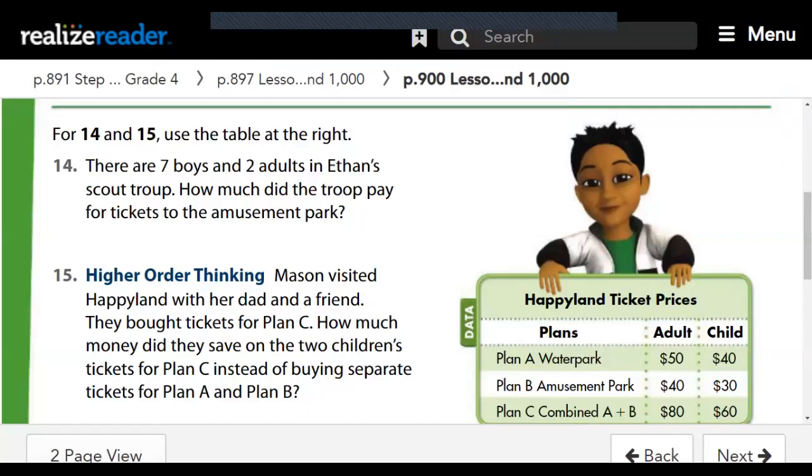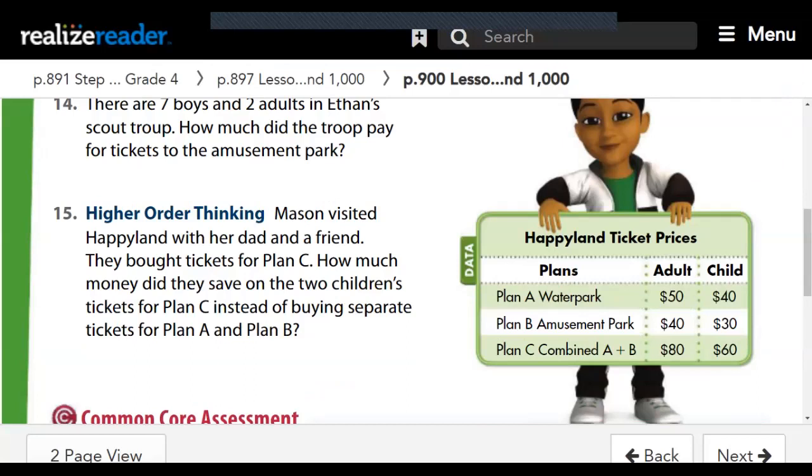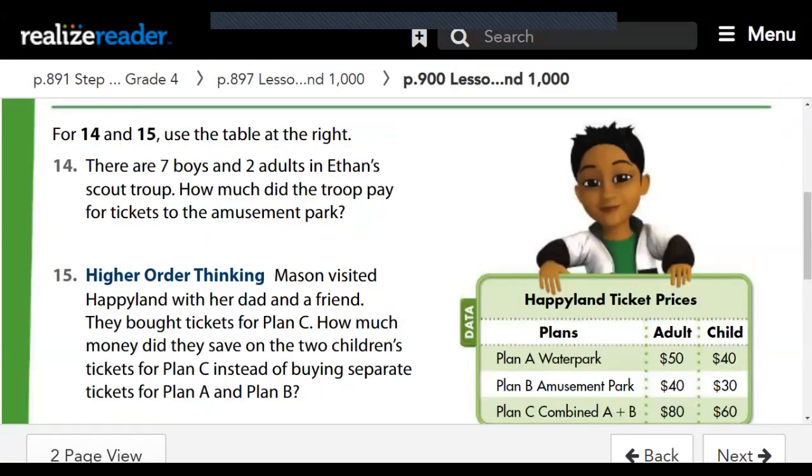Now we'll take a look at this data here. We have Happy Land ticket prices. Plan A is the water park. We have $50 for the adult and $40 for the child. Now when we think about the amusement park, plan B, we have $40 for the adult, $30 for the child. And then we have plan C, if you want to go to the water park and the amusement park, it's $80 for adult and $60 for the child, okay?